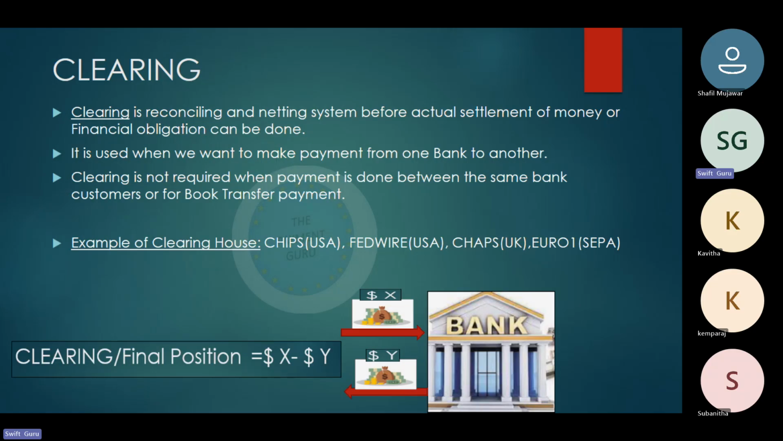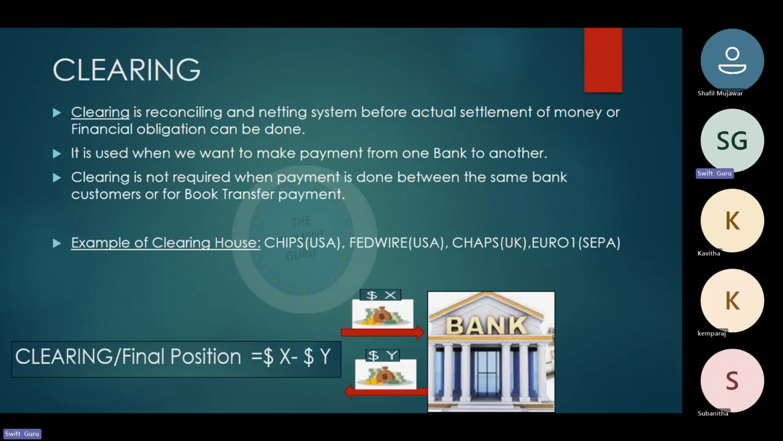Clearing is nothing but a reconciling and netting system before the actual settlement of money or financial obligation can be done. Right? That is the definition of clearing. It is used when we want to move money from one bank to another bank.